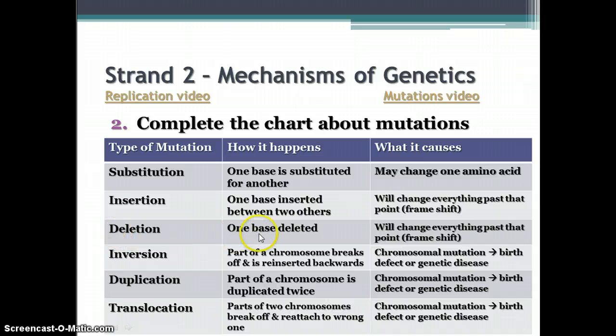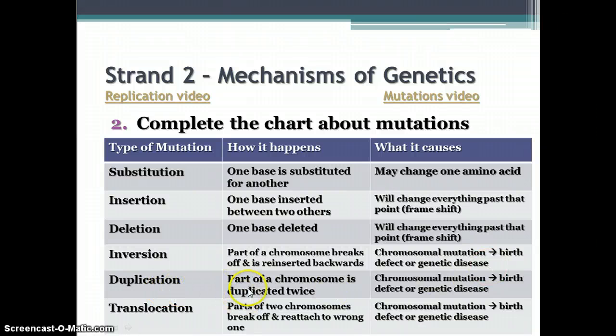Deletion, similar to insertion, just the reverse. When a base is deleted, it will also change everything from that point on. These 2 right here are major mutations because they will change the whole protein past that point. This one might change one, might not change any at all. And inversion and duplication and translocation are chromosomal mutations. Inversion is when part of a chromosome breaks off and is reinserted backwards. Okay, and so it can cause a birth defect or a genetic disease.